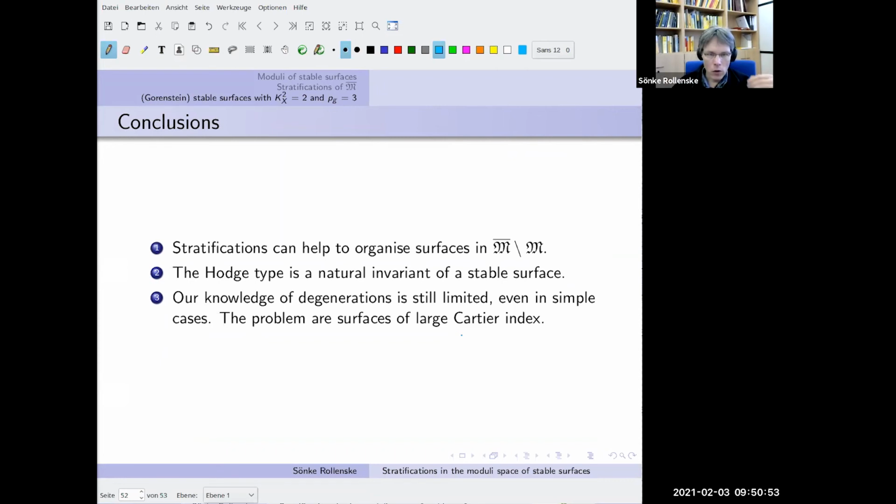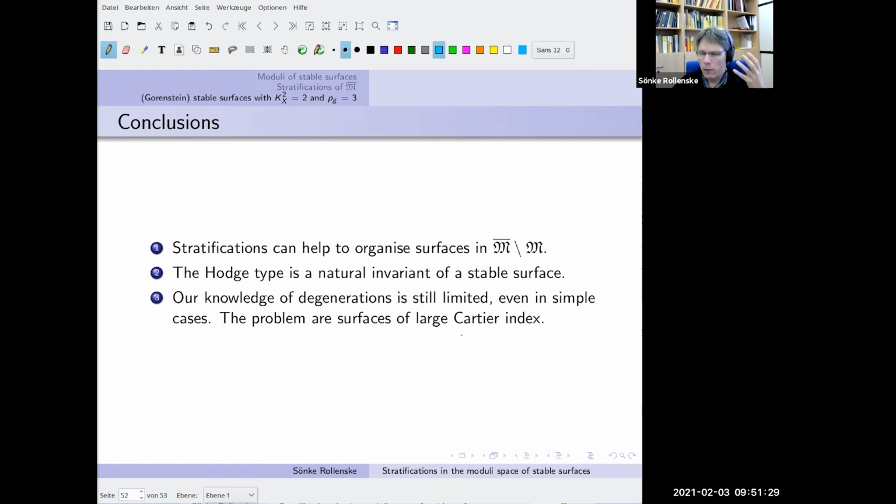recap. So all these kinds of stratification ideas can help you to organize the surfaces you find in the boundary. One particularly interesting one is this Hodge type. On the other hand, our knowledge of degenerations is still very limited, even in simple cases. I mean, what simpler case could you imagine where your general surface is the double cover of P2 branched over the smallest possible curve such that I get something of general type.